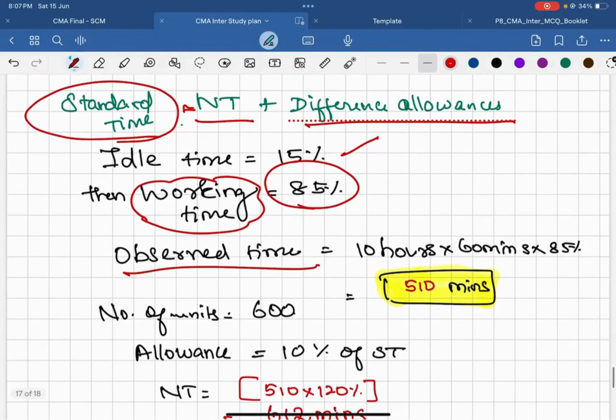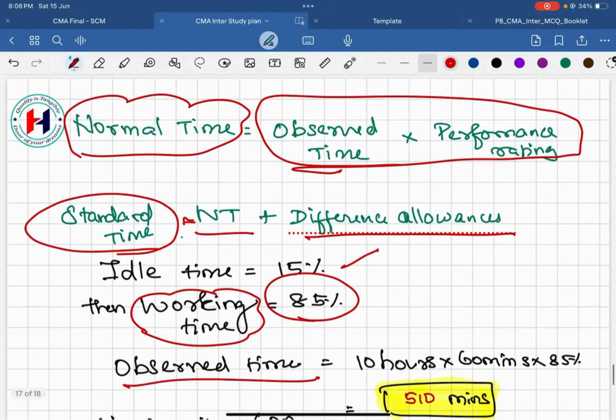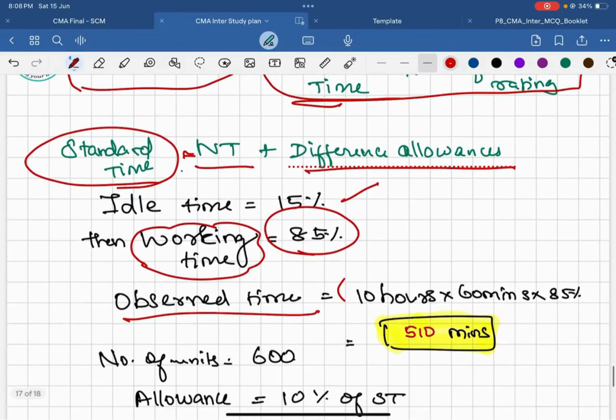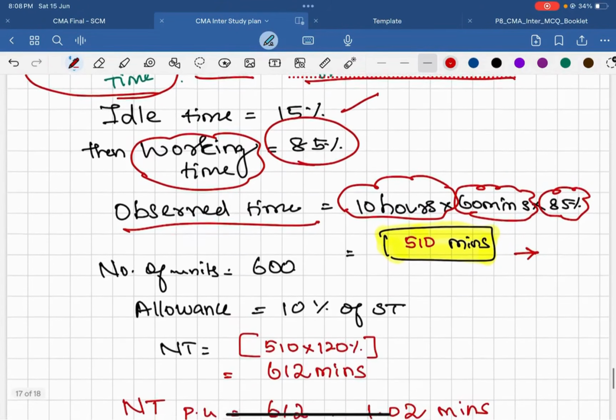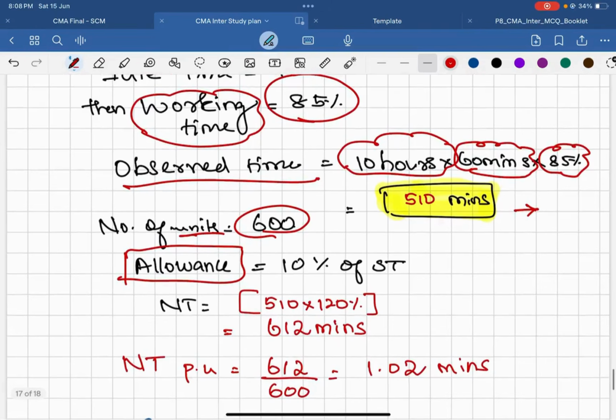What is the observed time formula? What is the observed time? 10 hours we have done. Based on 1 hour it is 60 minutes. What is the working percentage? Working time is 85%, that is the efficiency. So I will get 510 minutes. Then what is the number of units? 600. How do you find the allowances? Allowances they have given as 10% of the standard time.